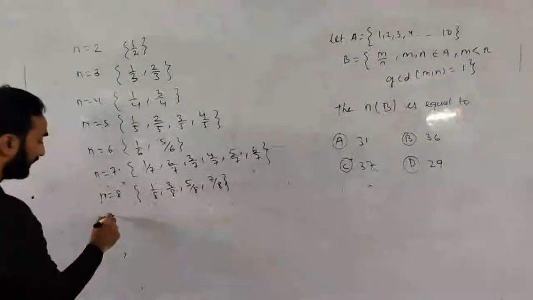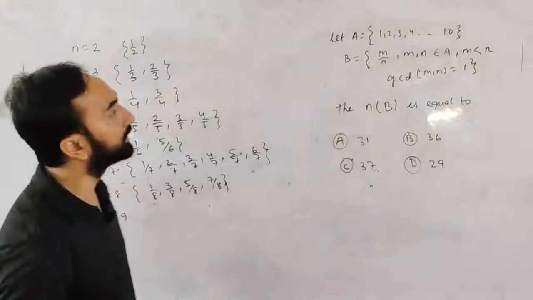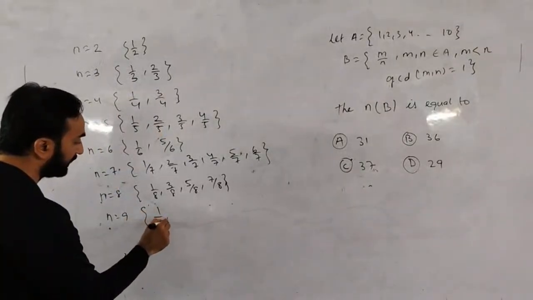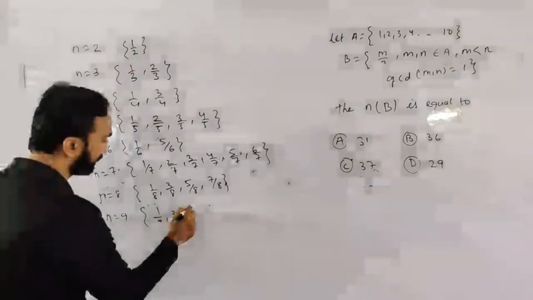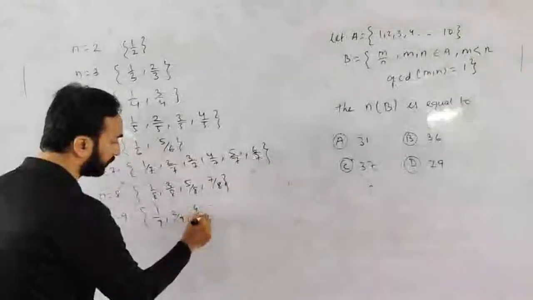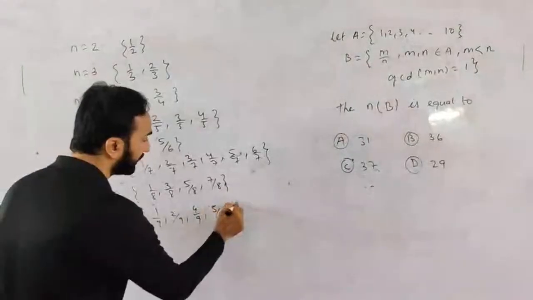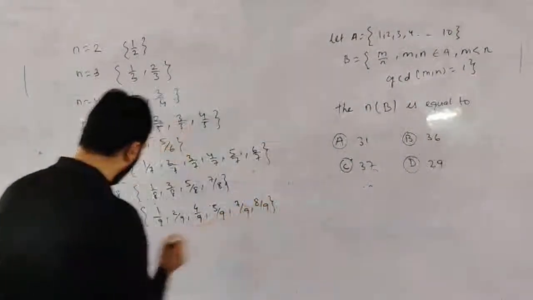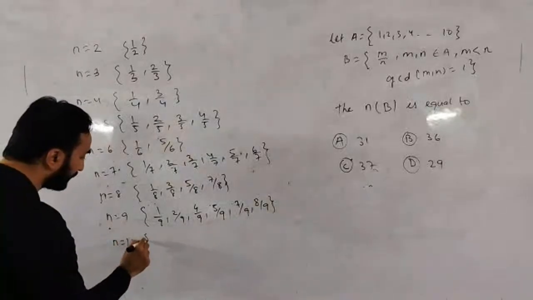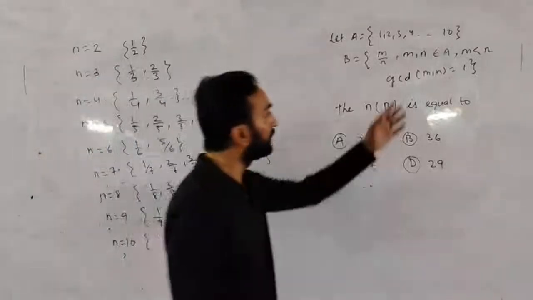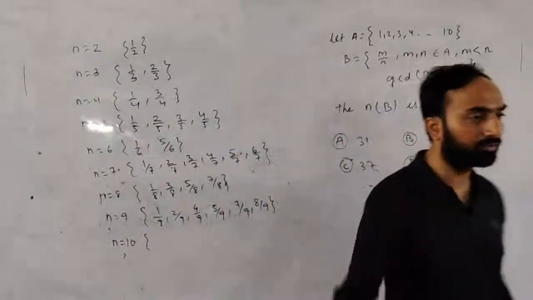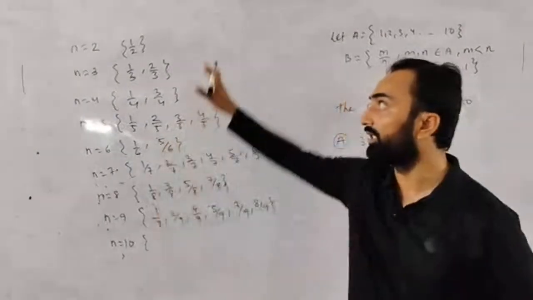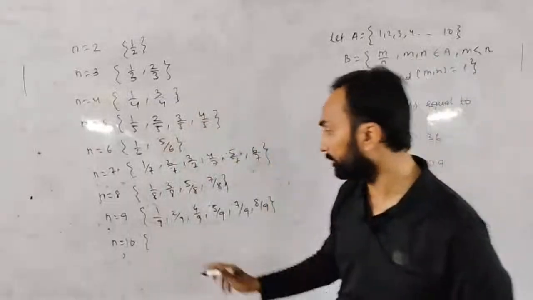Correct? Then n equal to 9. We can go till 10, no? Yes, we can go till 10. So 1 upon 9, 2 upon 9, 3 upon 9 is not possible, so 4 upon 9, 5 upon 9, 7 upon 9, and 8 upon 9. And the final, n equal to 10. Why are we doing this? Just to add up how many elements we have formed, and then finally we will make a count.